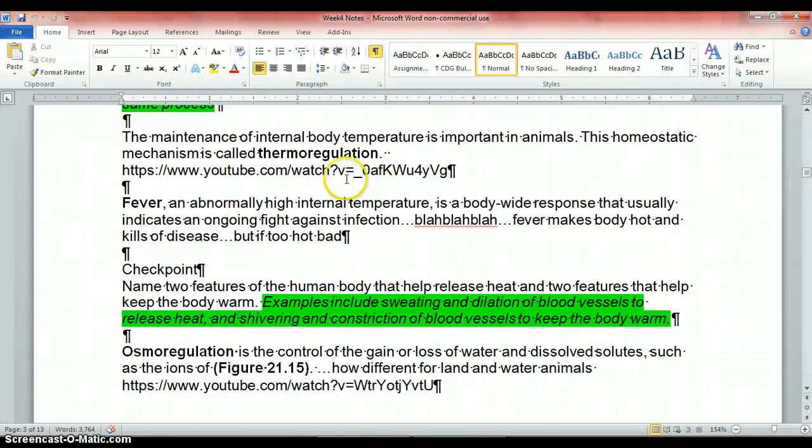It's in the book. The maintenance of the internal body temperature is important to animals. This homeostatic mechanism is called thermoregulation. So why is that important? Why do critters need to have a constant internal temperature? Something to think about. Fever. An abnormally high internal temperature is a body-wide response that usually indicates an ongoing fight against infection. A fever makes the body hot and kills off disease, but if it's too hot, it can kill off the organism. So we can have enough control of our internal body to kill off stuff if we need to, right?